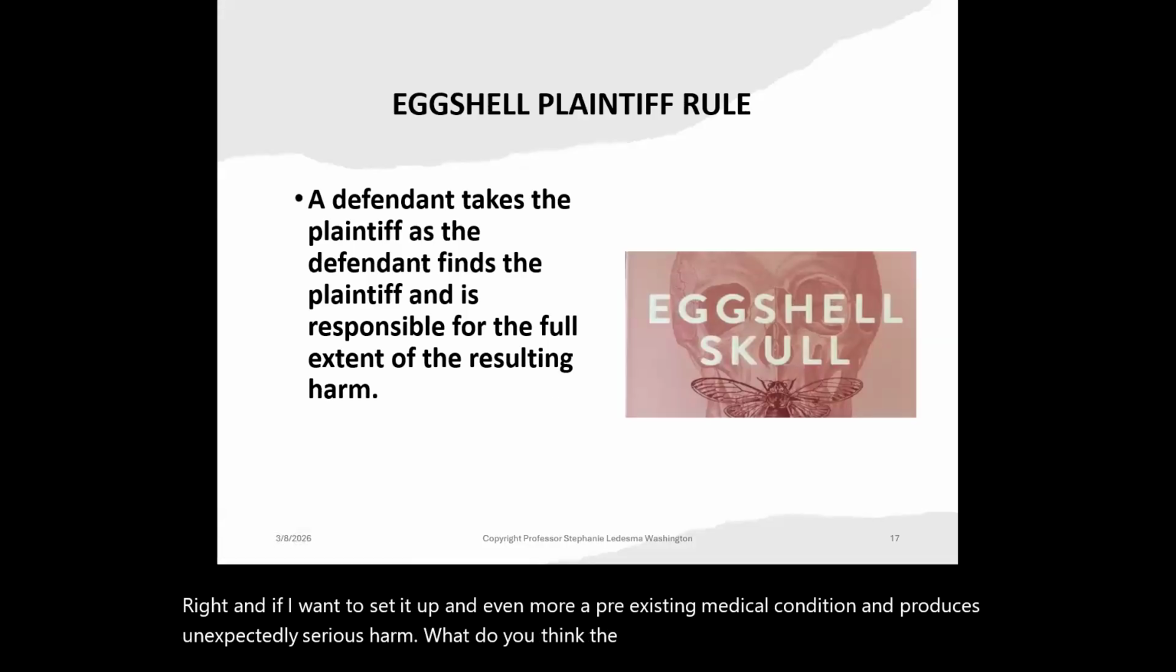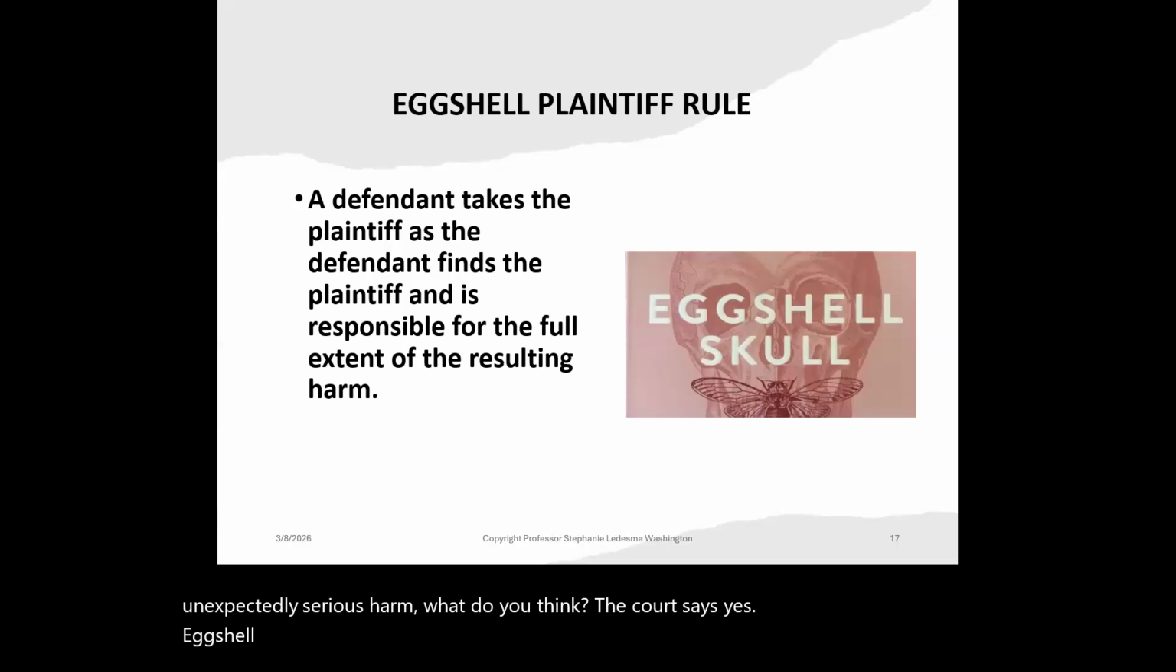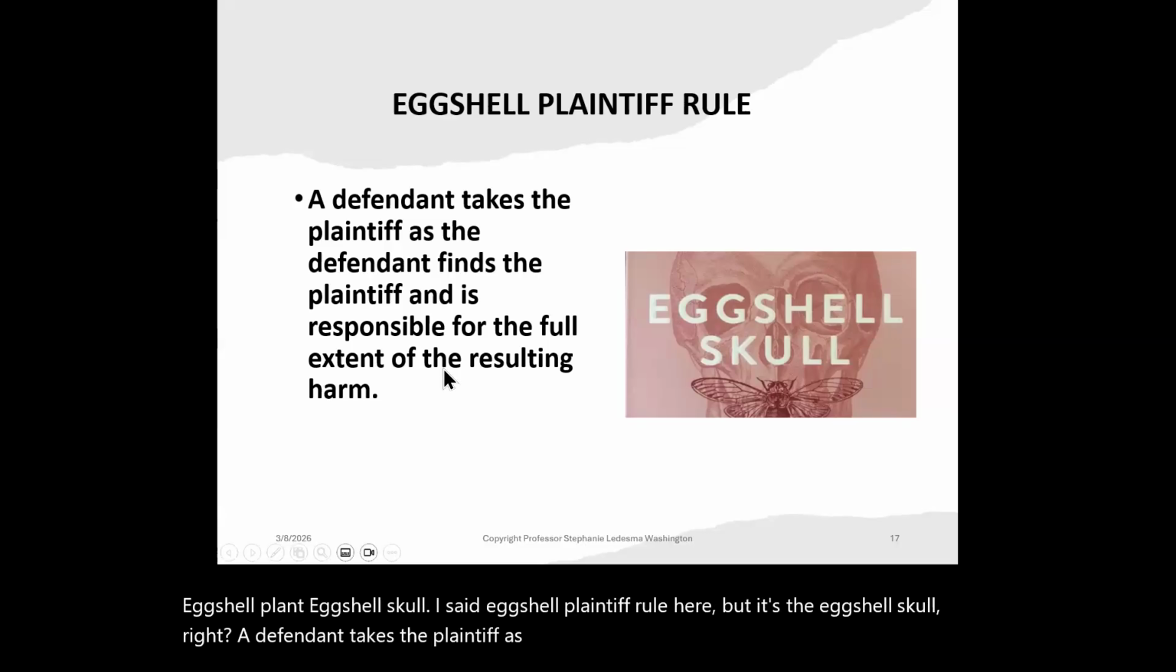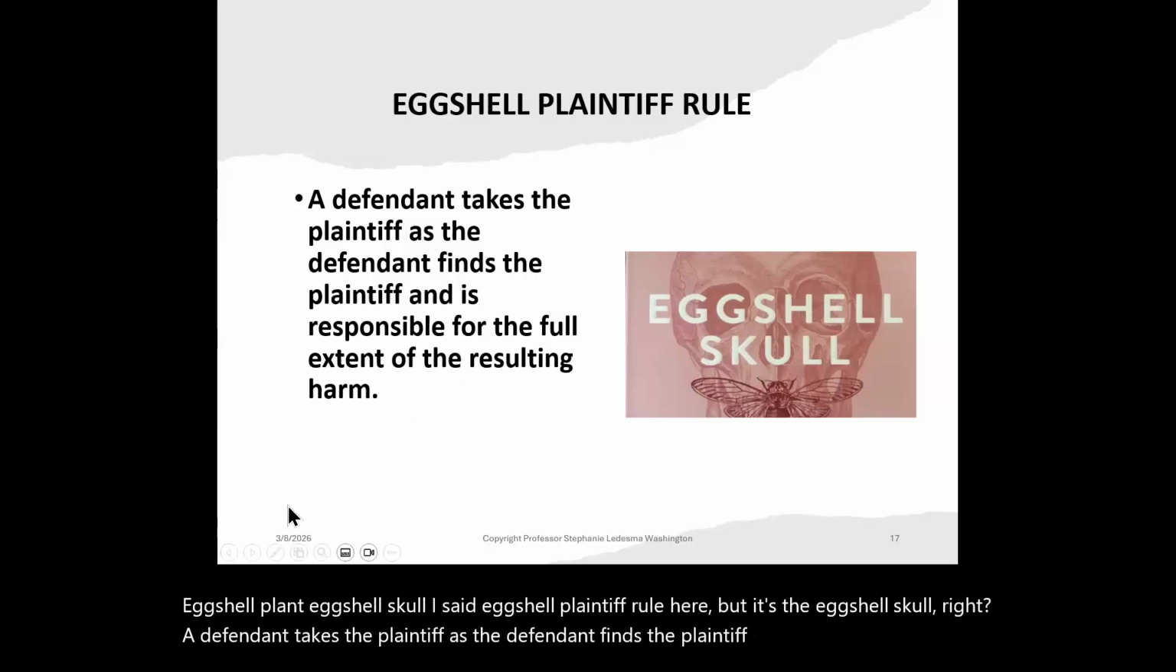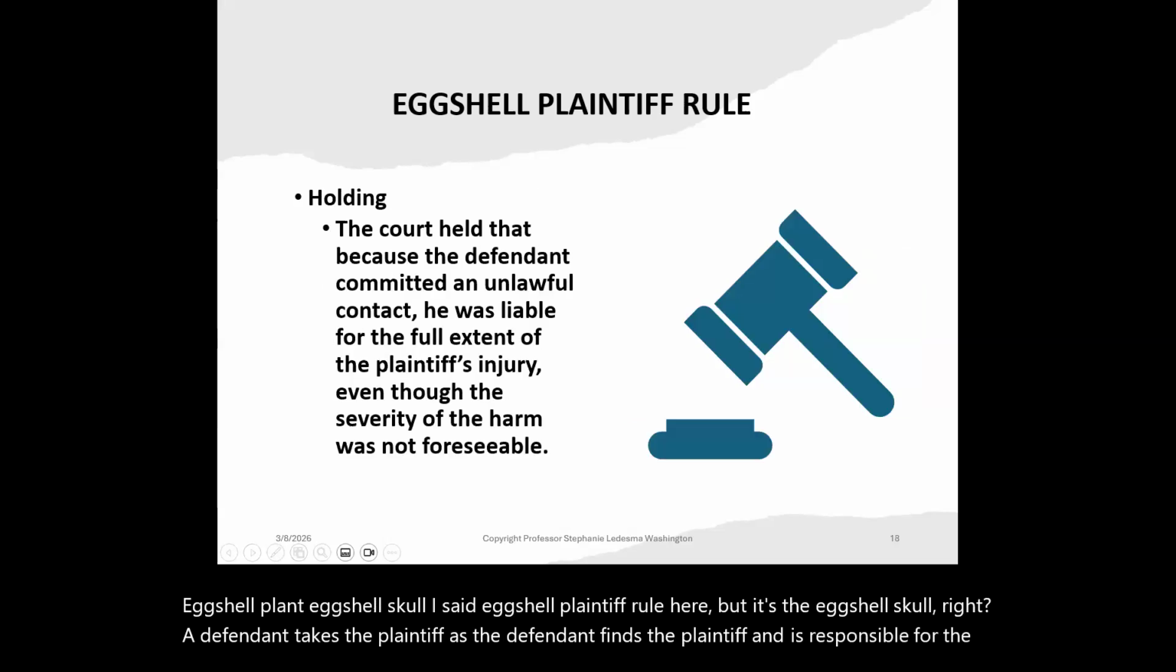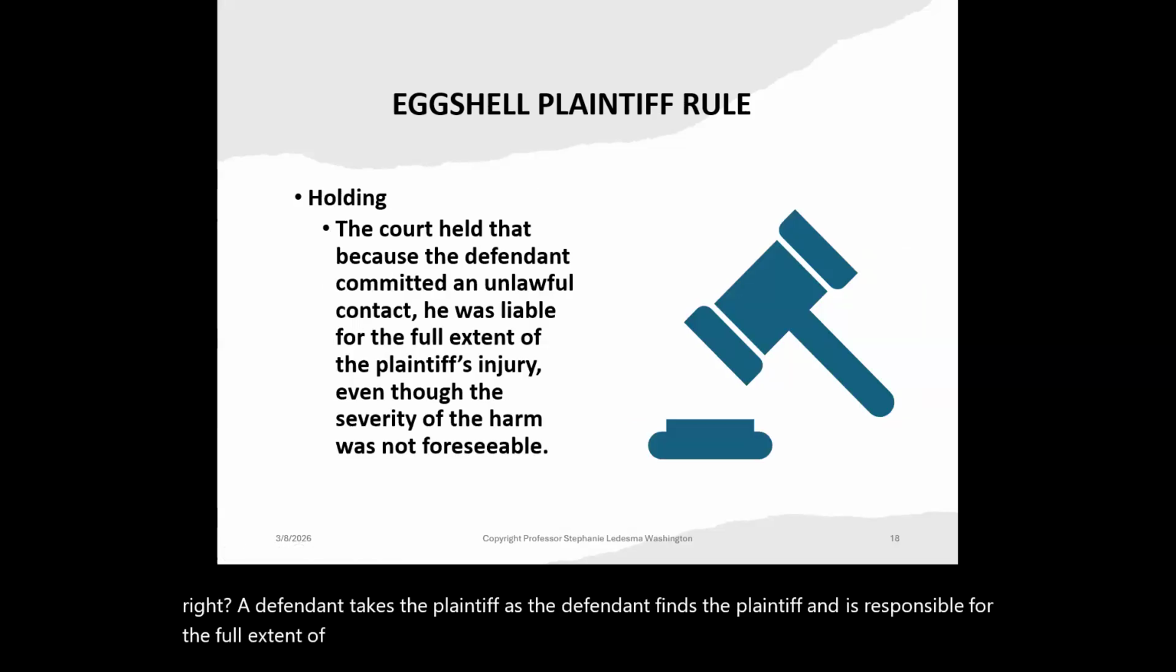Yes. Eggshell skull rule. I said eggshell plaintiff rule here, but it's the eggshell skull, right? A defendant takes the plaintiff as the defendant finds the plaintiff and is responsible for the full extent of any resulting harm. So what does that mean? That means that the court held yes.